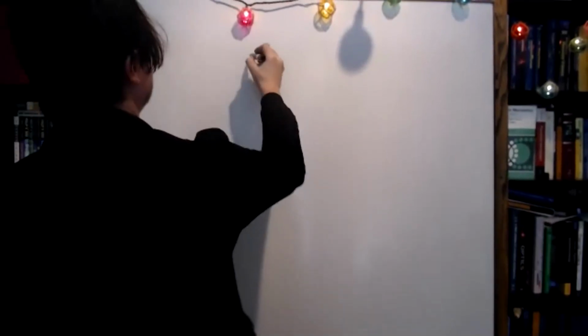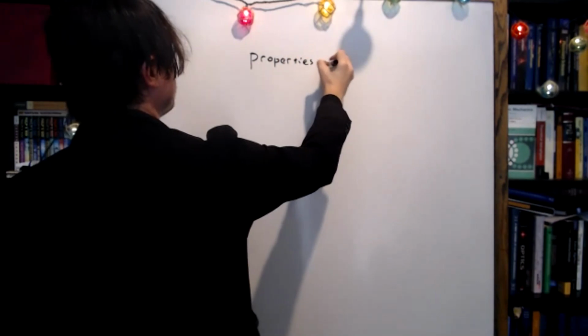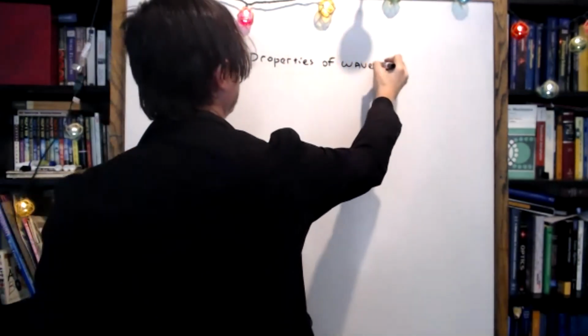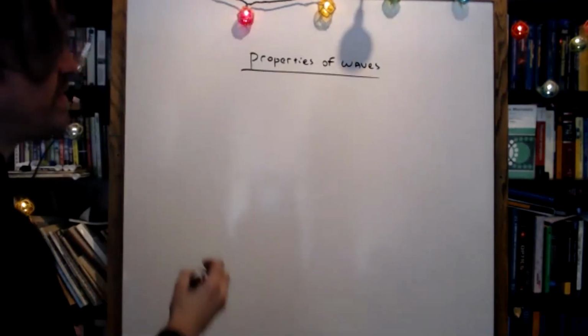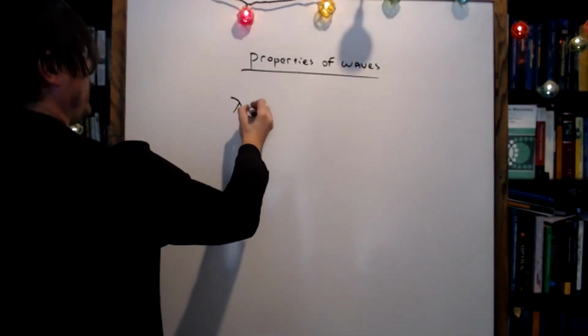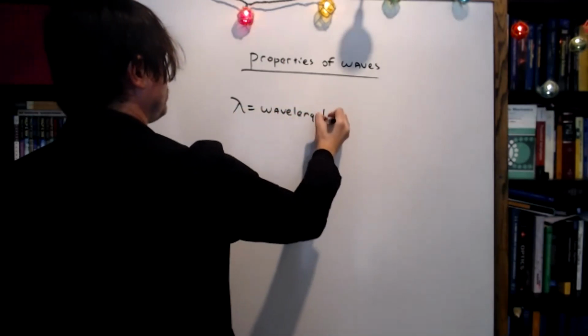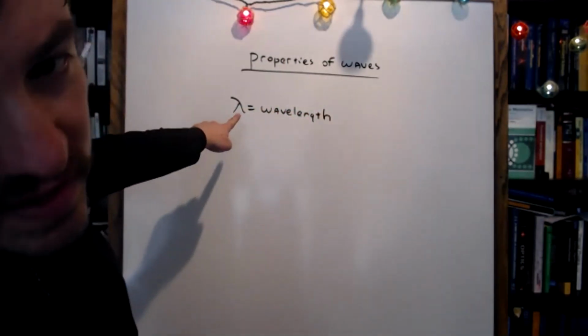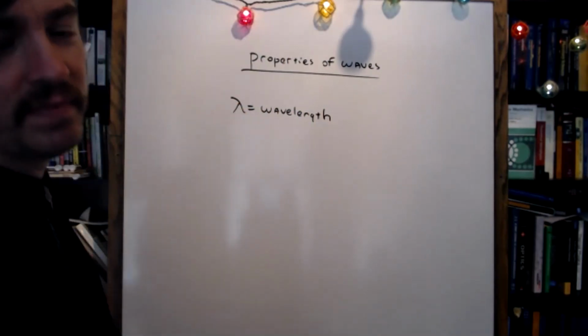Because light and photons are made of waves, we have to discuss the properties of waves. You need this for your homework in a moment. There are 3 properties of waves that we need to know. One is called the wavelength. The symbol for wavelength is the Greek letter lambda. It looks like an upside down Y, okay?